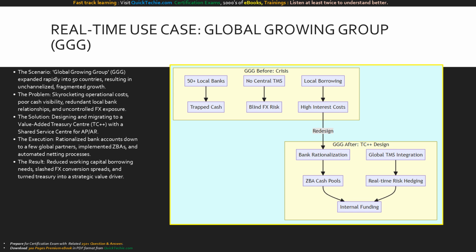Now, follow the redesign arrow down to the GGG after state. By applying the principles of treasury design, we implemented bank rationalization, which allowed us to create ZBA cash pools. We deployed global TMS integration, enabling real-time risk hedging. Notice how both the cash pools and the risk hedging feed directly into the final node, internal funding. By architecting this TC++ model, GGG stopped borrowing expensively from the outside and started funding itself from the inside. This is the profound, real-world impact of expert treasury design.